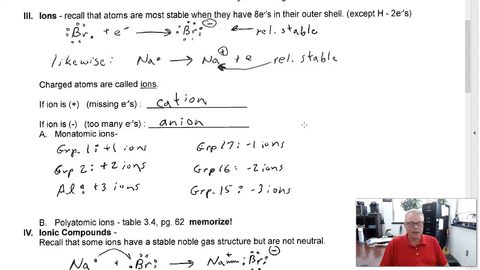Okay, well, if I can have atoms with a charge, is it possible to have molecules with a charge? Yes, actually it is. And these are called polyatomic ions. Poly means many, so polyatomic, many atoms. So you can think of polyatomic ions as kind of like a molecule with a charge. In your book on page 62, there is a table of common polyatomic ions. You need to memorize those.